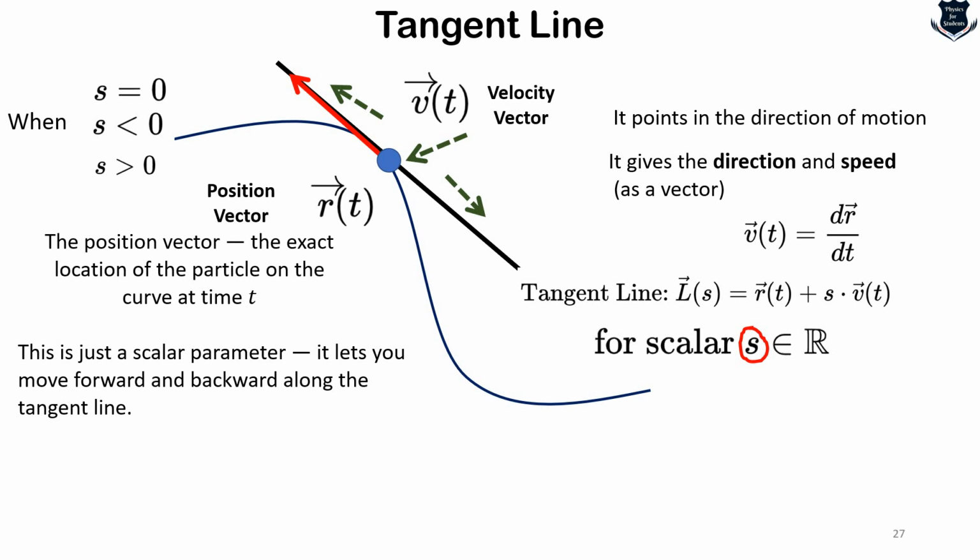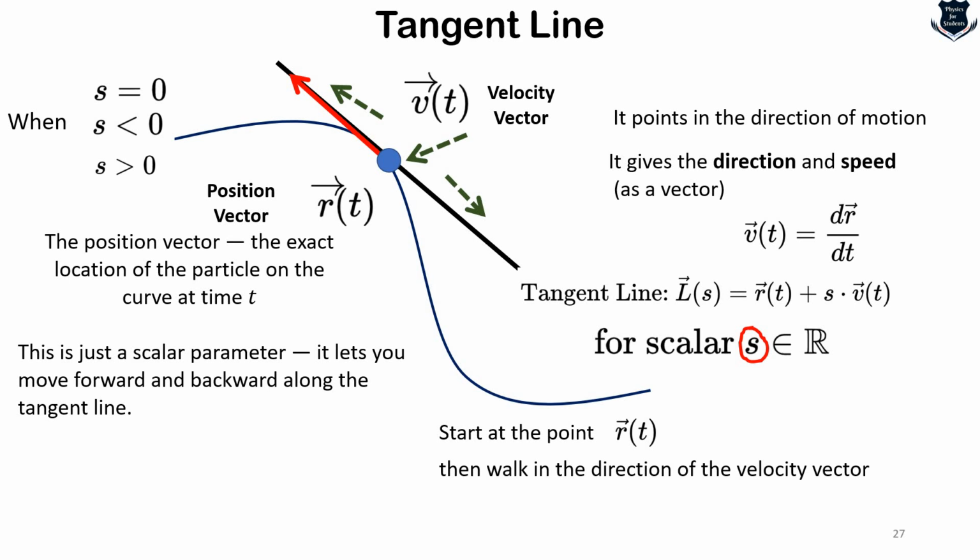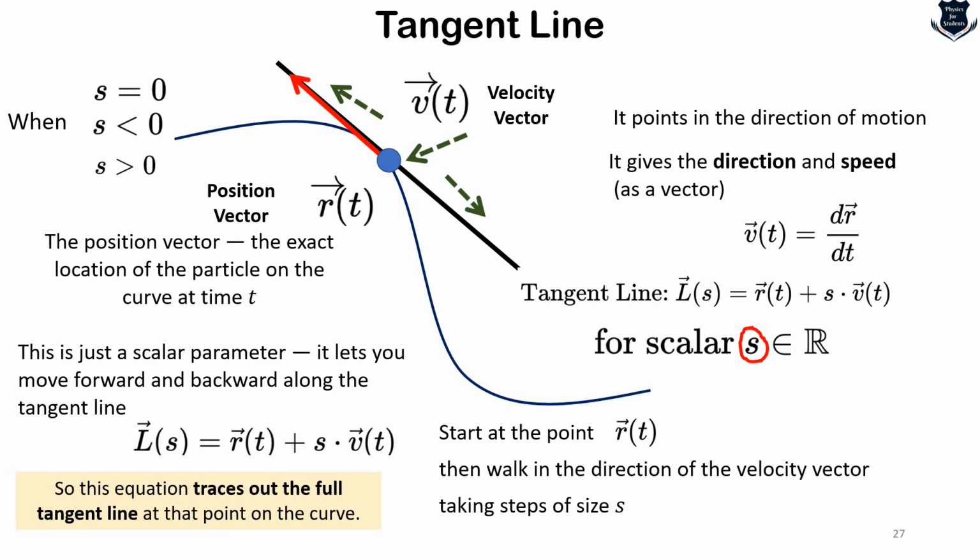That is v(t). So together we write that we start at the point r(t), and then we move in the direction of the velocity vector, either forward if s is greater than 0, or backward if it is less than or equal to 0, and simply we are taking s steps. That is what it is, and together this is what the full equation is. So it traces out the full tangent line at that point on the curve.